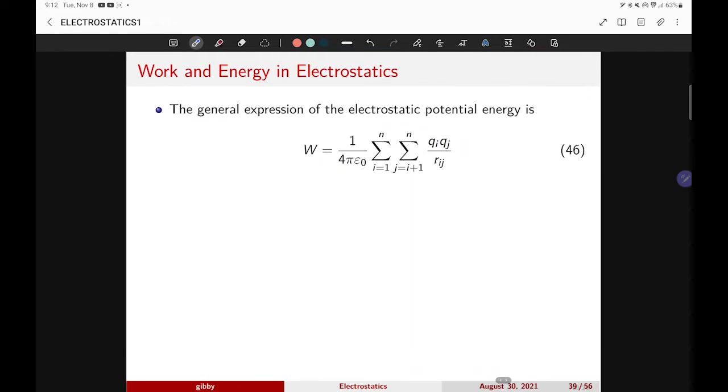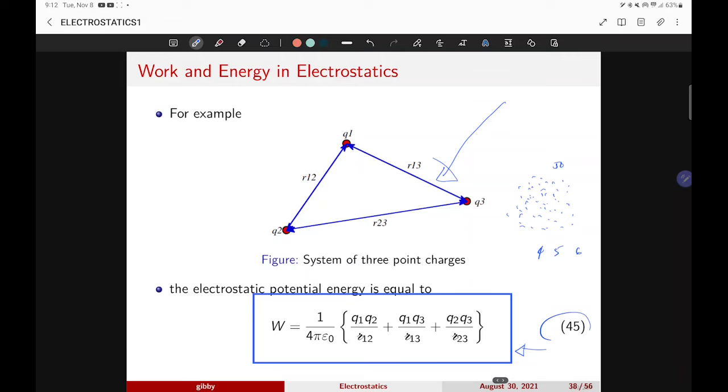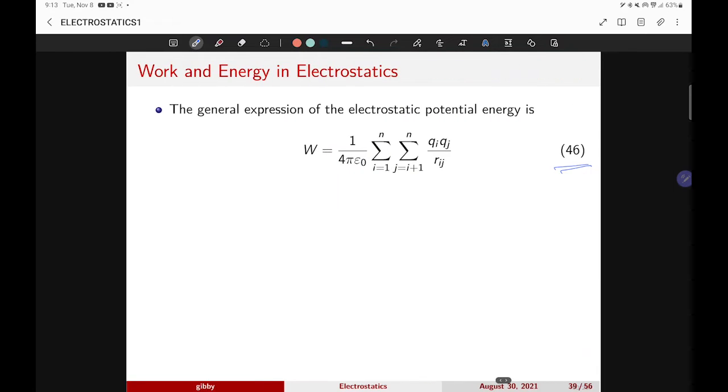So that is given by using equation 46. If you take a look, it's the same formula sa kanisiya, equation 45. So we have Q1, Q2, Q1, Q3, Q2, Q3. If upat na siya ka charges, we have Q1, Q2, Q1, Q3, Q1, Q4, and so on. So in general, you can have this equation.